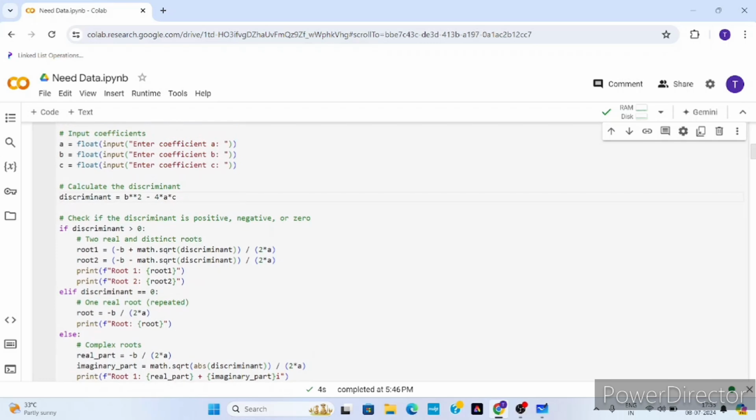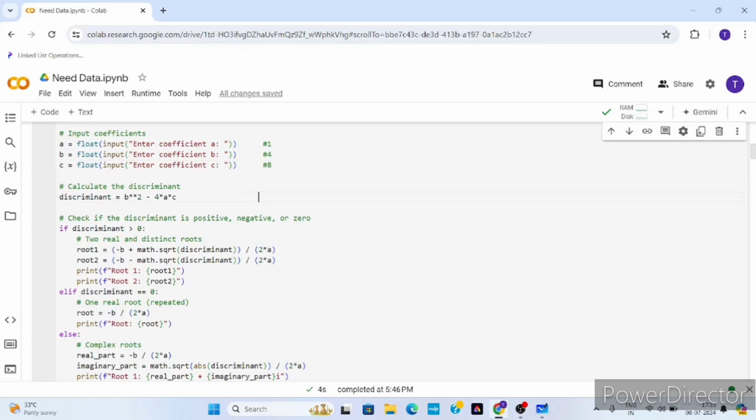Where A is equal to 1, B is equal to 4, and C is equal to 8. Okay, now I'm just going to calculate this discriminant.